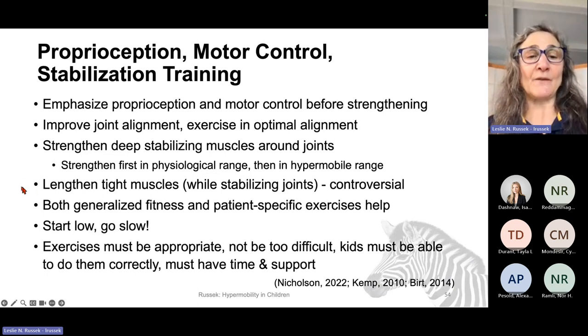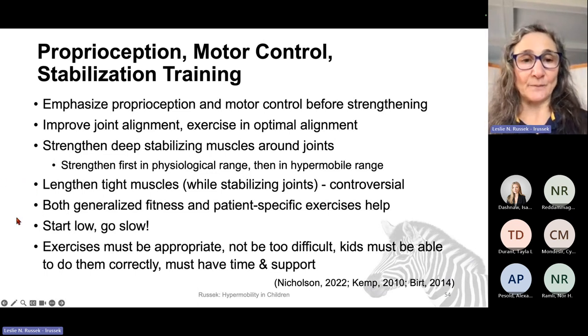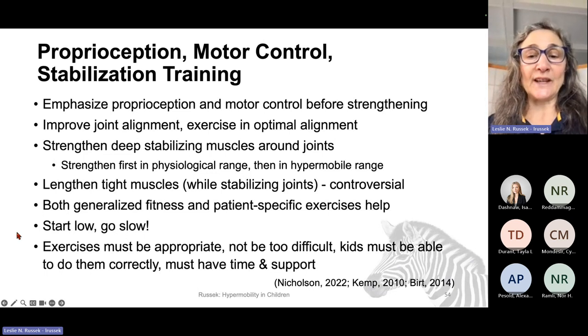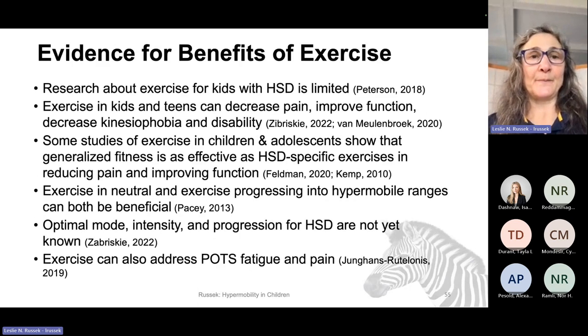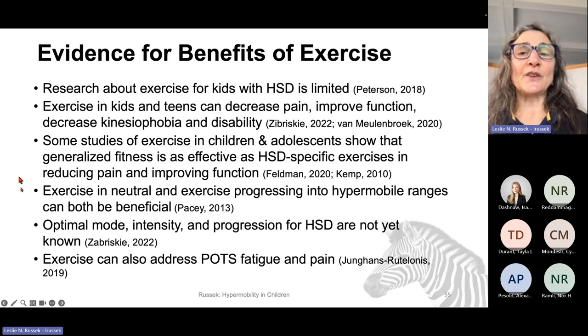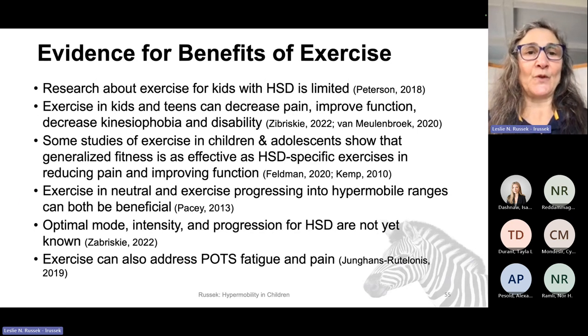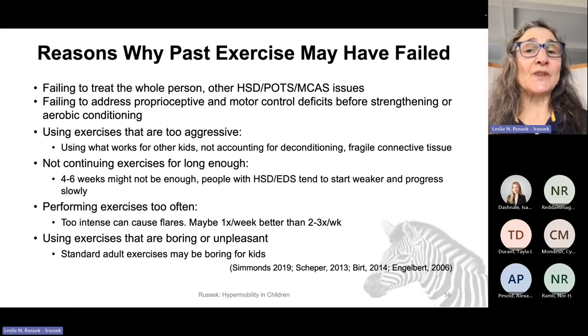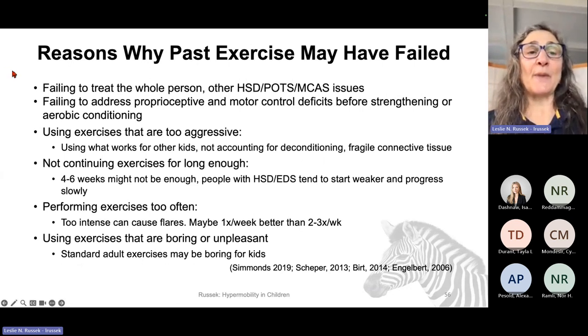So we have to be super careful how we teach them to stretch. Start low and go slow so we don't flare these kids up. I'm not going to read through this, but there's a bunch of research that shows that exercise is helpful for both hypermobility and POTS. There are a bunch of reasons why past exercise may have failed.